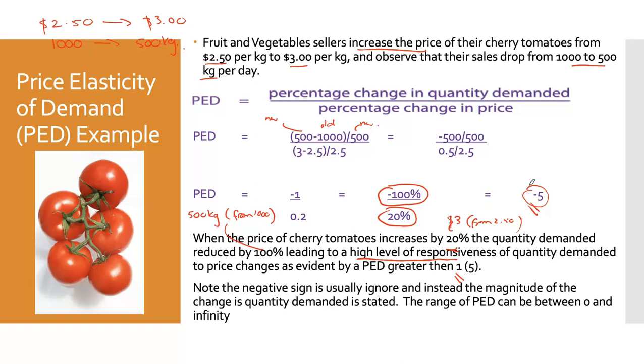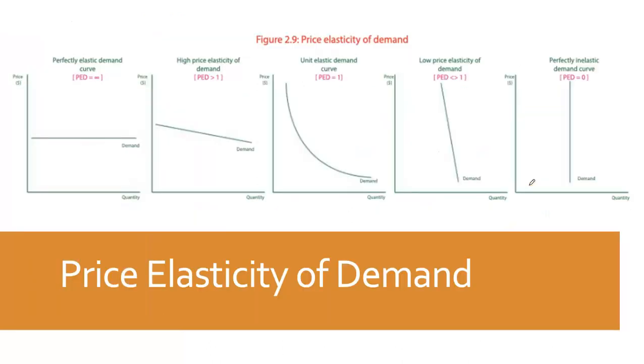Now that's quite complicated, but essentially what we have recognized is that the quantity demanded has halved when our price has only increased by 20%. There has been a big change, a high level of responsiveness when we have changed the price of our cherry tomatoes. So how do we start to categorize this calculation? We are going to talk about a number of them.